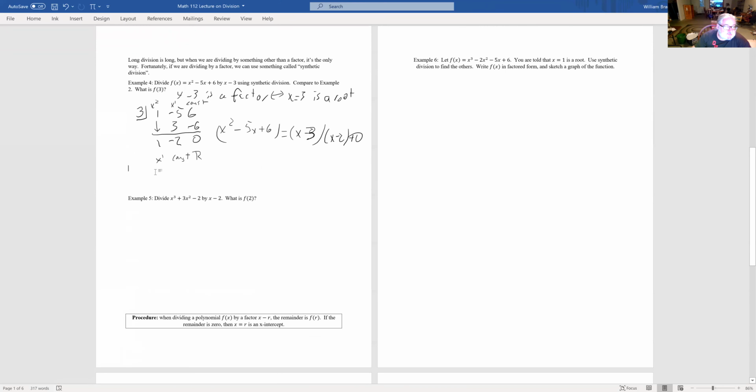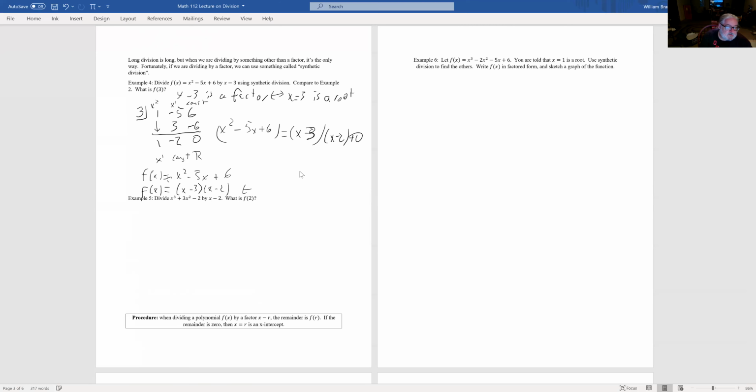So what is f of 3? What does this give us? Let's put that up here so it's not going to bother us too much. So if our function is f of x equals x squared minus 5x plus 6, what our division has done is said that we now have a different way to write it. We can write it as x minus 3 times x minus 2.